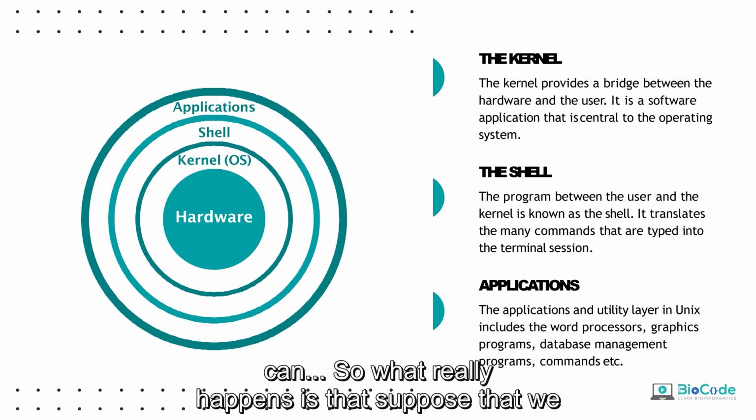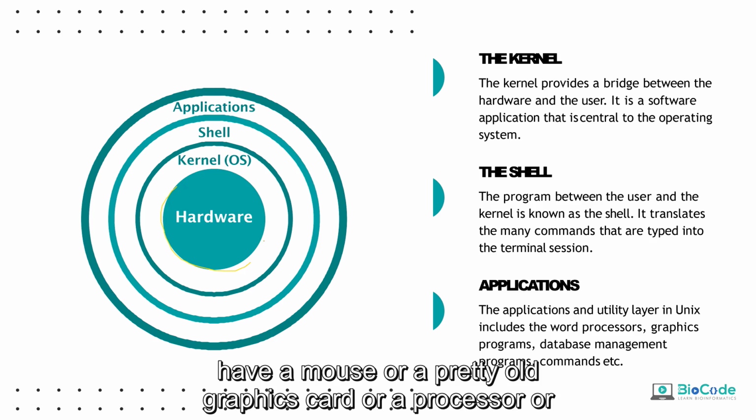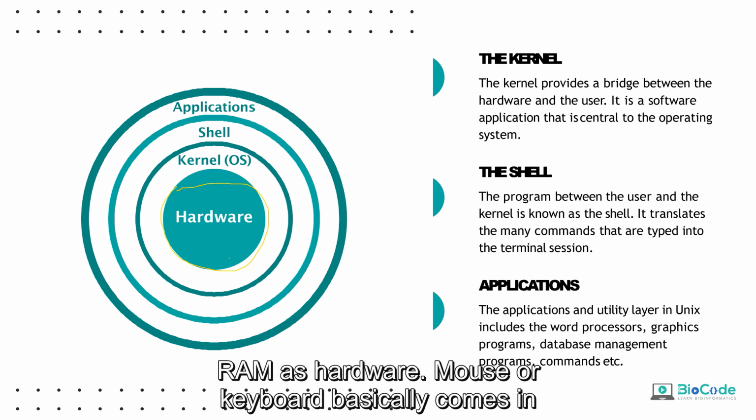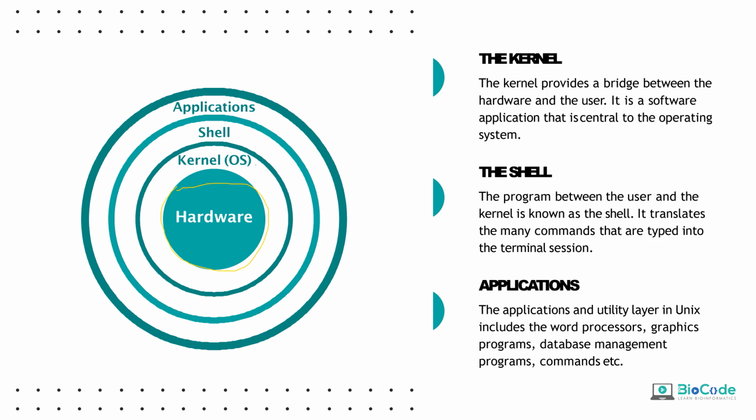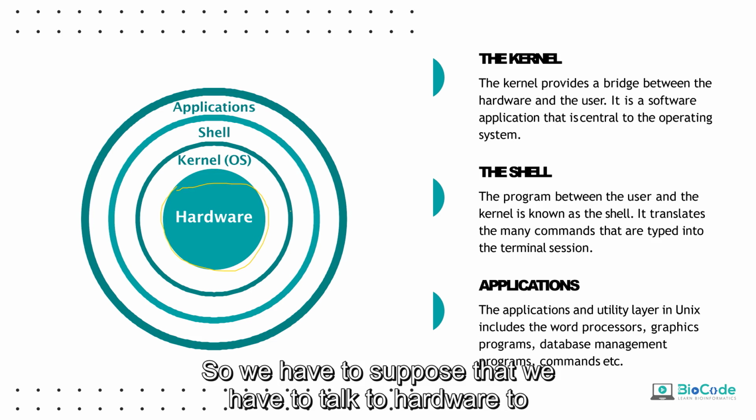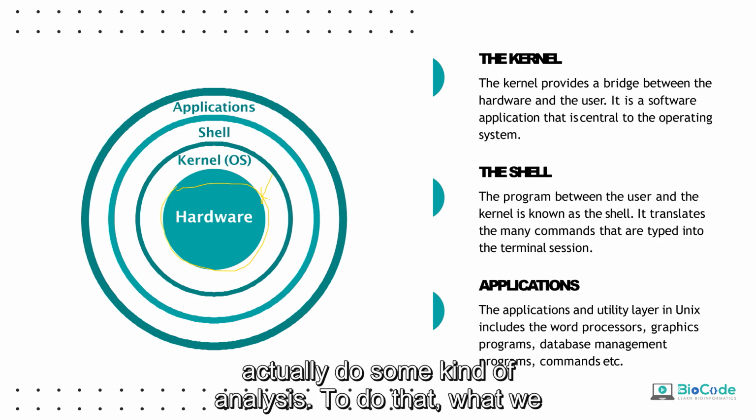Suppose that we have a mouse, a graphics card, a processor or RAM as hardware. Mouse or keyboard basically come in the accessory type, but you can consider them as hardware for now. So suppose we have to talk to the hardware to actually do some kind of analysis.